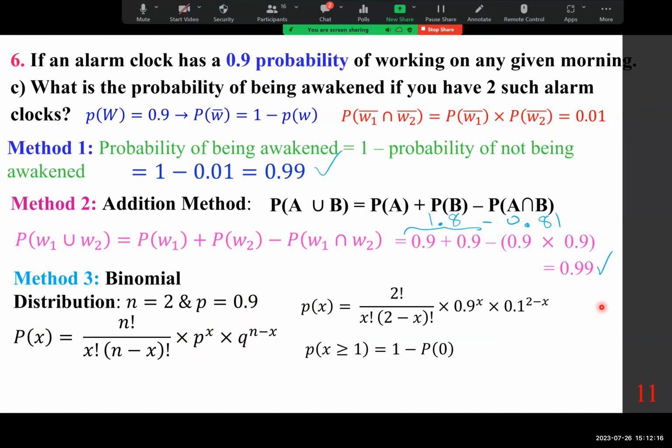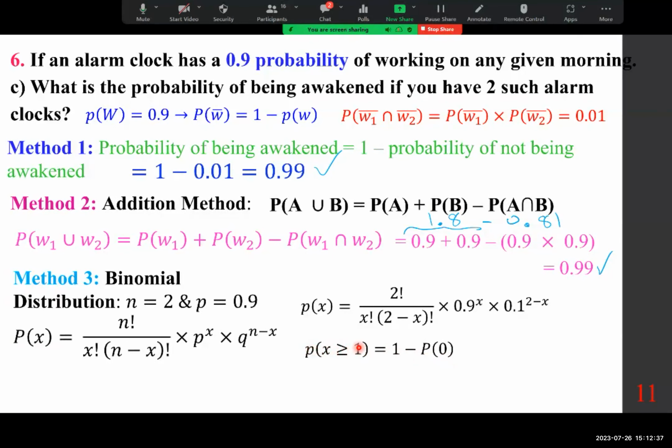We're looking for the probability of x larger than or equal to 1, meaning if one of them works, we wake up. If both of them work, we wake up. That's the meaning of it. And again, that means probability of x equals 1 plus the probability of x equals 2. Or 1 minus probability of 0. That would make it easier. You have to calculate one of them.